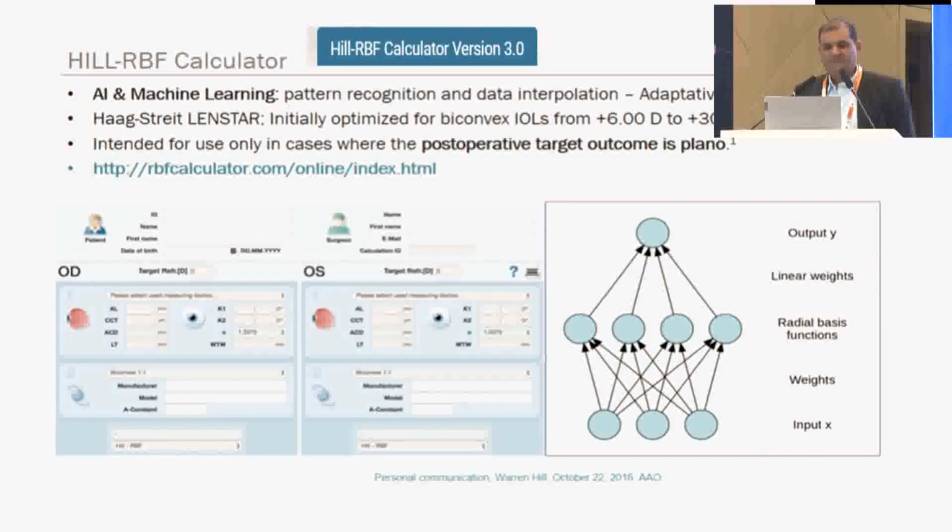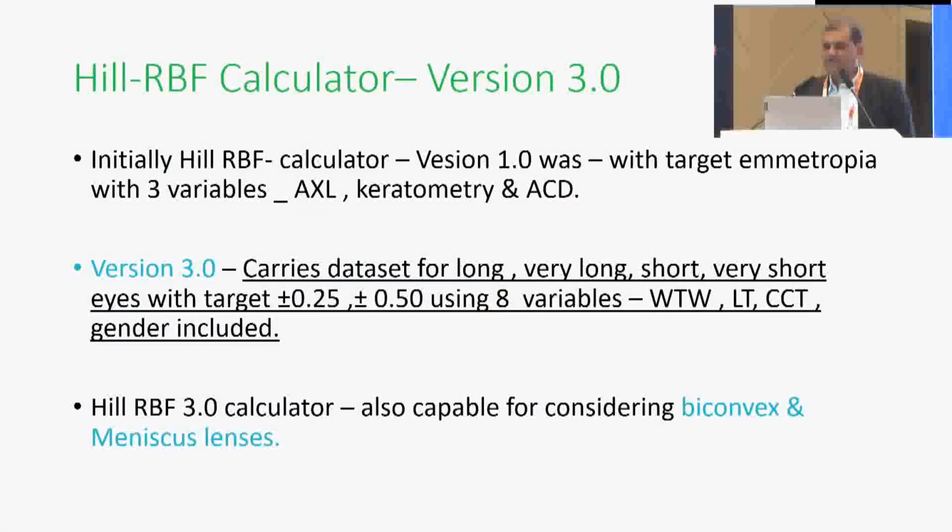The Hill-RBF calculator is a version 3 calculator. It uses an artificial intelligence machine learning process, that is adaptive learning. When Hill-RBF was first introduced as version 1, it was considering emmetropia as the target with only 3 variables. Now they have incorporated 8 variables. They have also incorporated the data set of very short eyes, small eyes, and very long eyes. And rather than target emmetropia, you can also customize plus or minus 0.25 and plus 0.5.